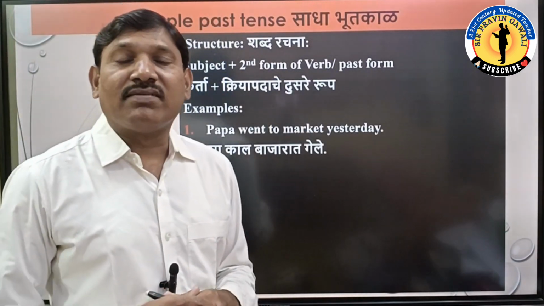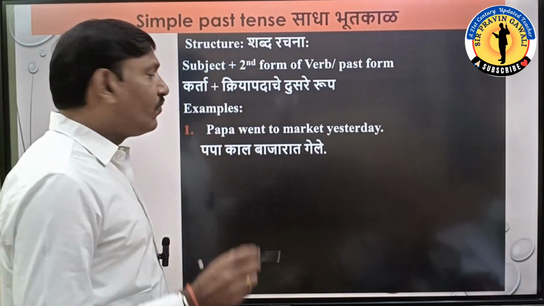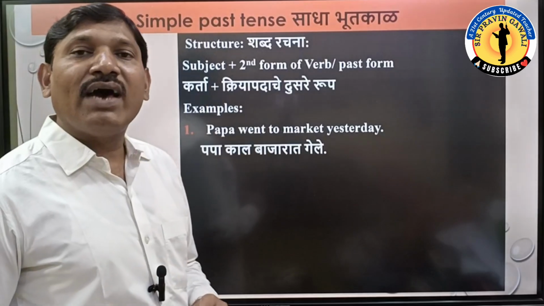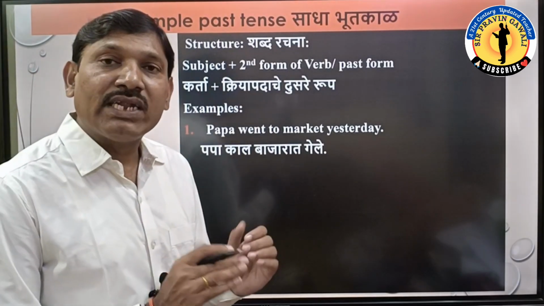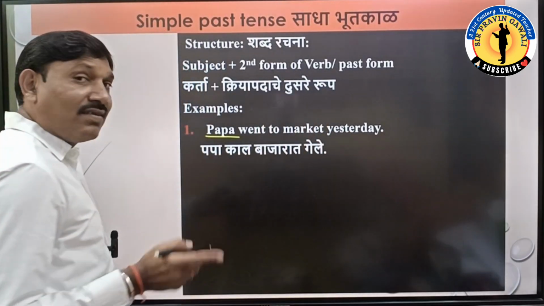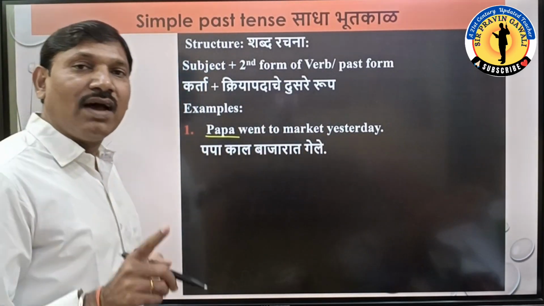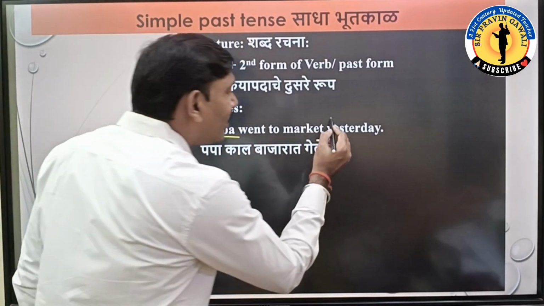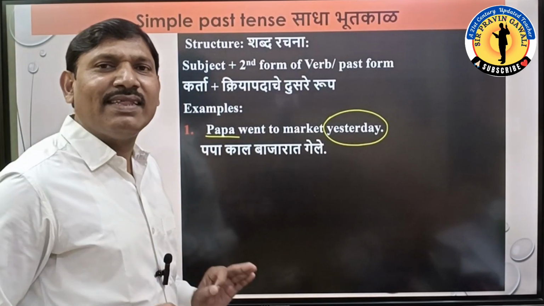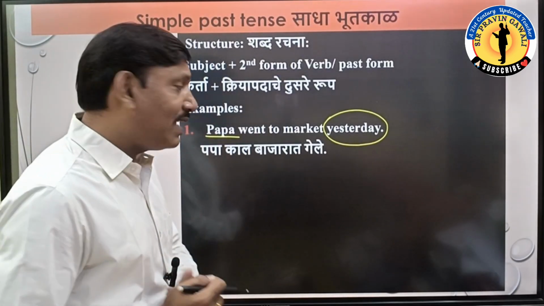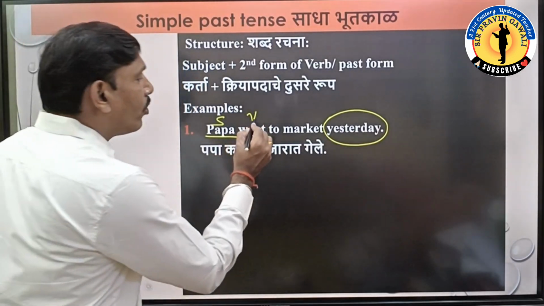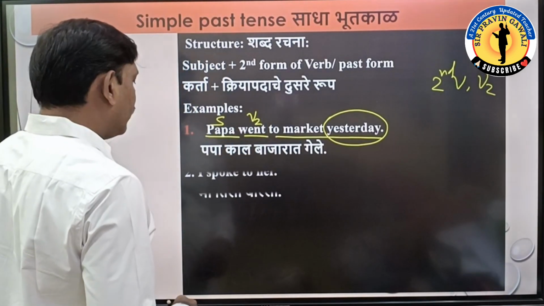See, let's have examples now, student. Some of the examples I have typed here to save time. After this we are going to learn how to make it negative and interrogative as well as interrogative negative. See, Papa went to market yesterday. The first definition we have seen is that if you want to mention a past action referring to the time, yesterday refers to the time. Yesterday tells us clearly that the action has taken place in the past time. Papa is the subject here and went is the verb, the second form of the verb. Understood, students? Now next we are going to have the example.